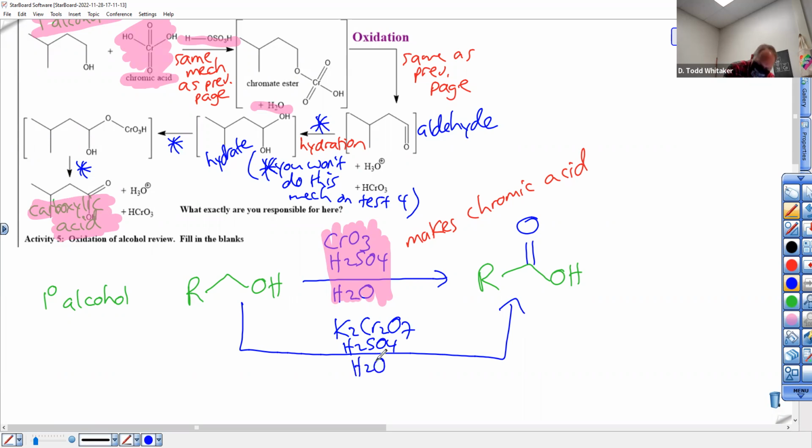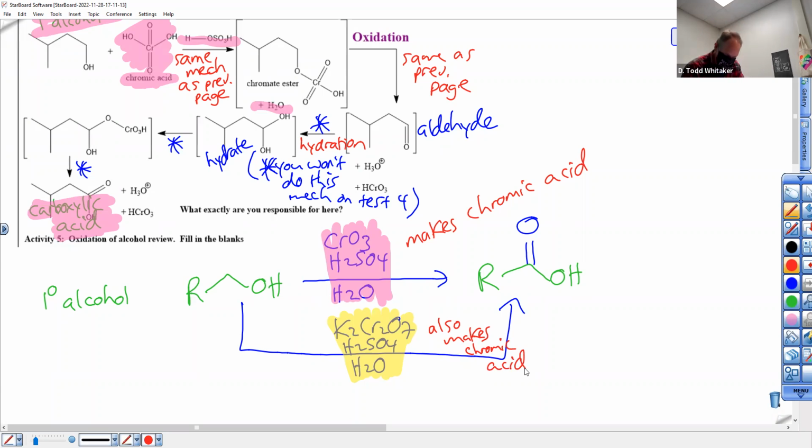Two out of the three chemicals are exactly the same. Highlighter, yellow. Also makes chromic acid. They're interchangeable, those two methods of making chromic acid. You need to know them.